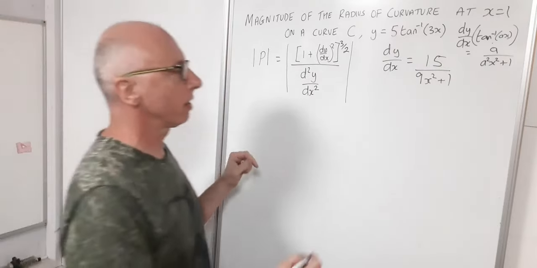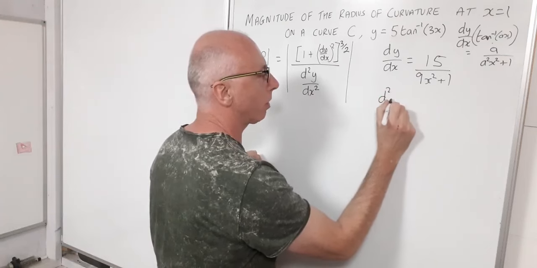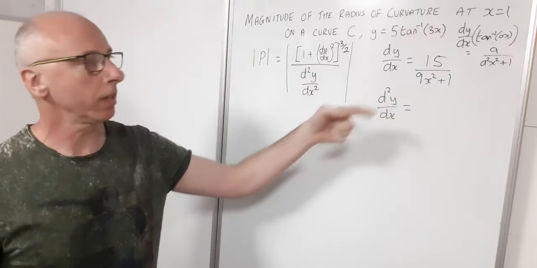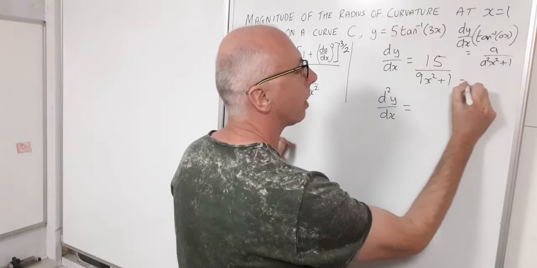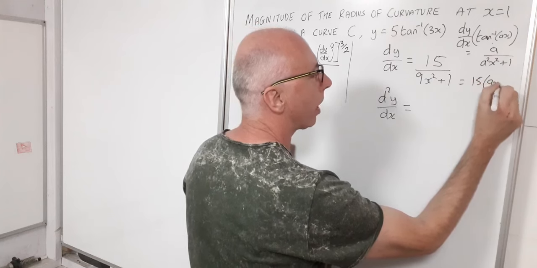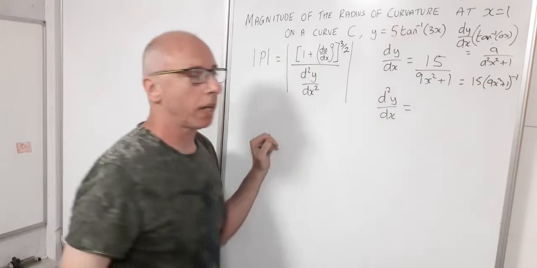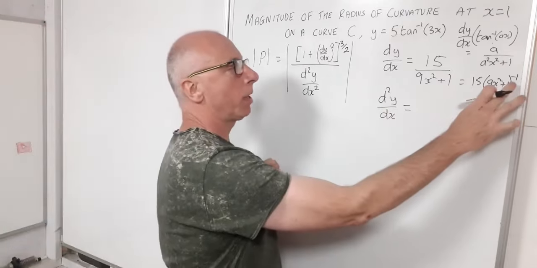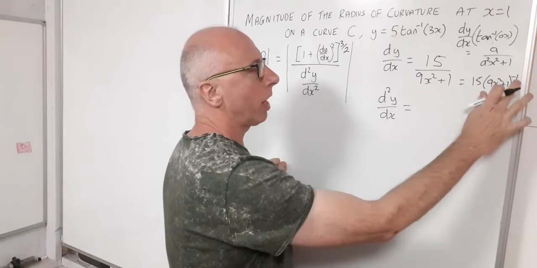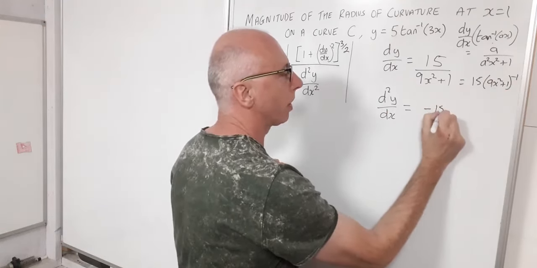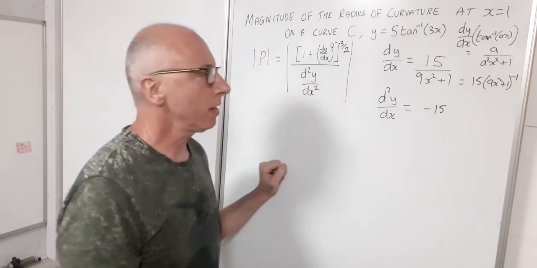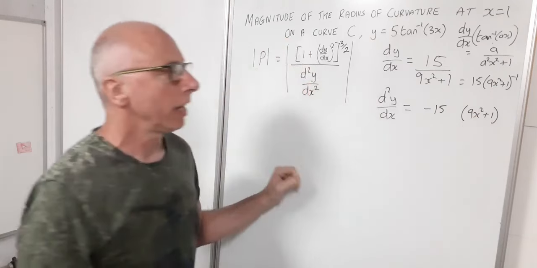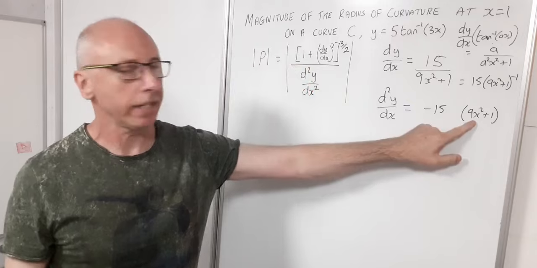Now we need to find the second derivative. So d squared y dx squared, that's the second derivative. So basically the derivative of this. Now we could rewrite this as 15 times 9x squared plus 1 to the minus 1. Now that's slightly easier to work with. So what we do here now, using the chain rule, minus 1 times 15, so that gives us minus 15. Input stays as it is, 9x squared plus 1. I'm going to leave a little gap here because we need to implement the chain rule, and then take the derivative of the inside, which is 18x.